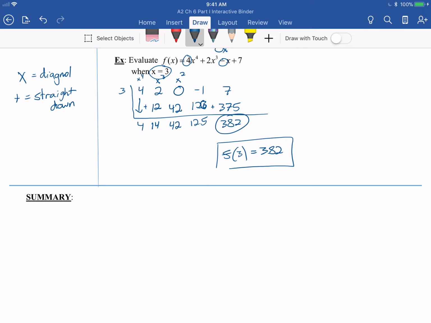All right, awesome. So go through, plug those guys in. That synthetic substitution, it's a lot easier once you go through and do a bunch of these, and it's really a lot quicker too than plugging into just those x's.